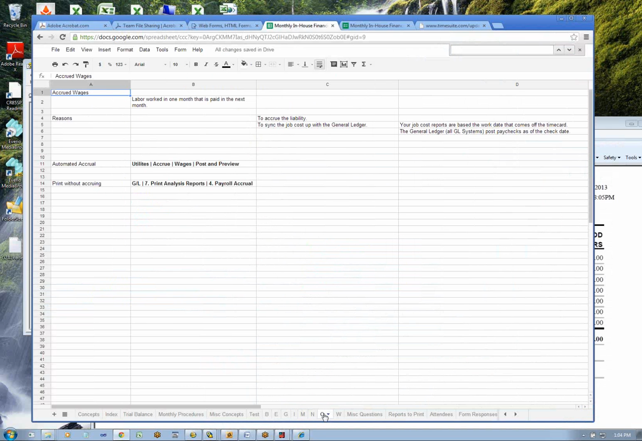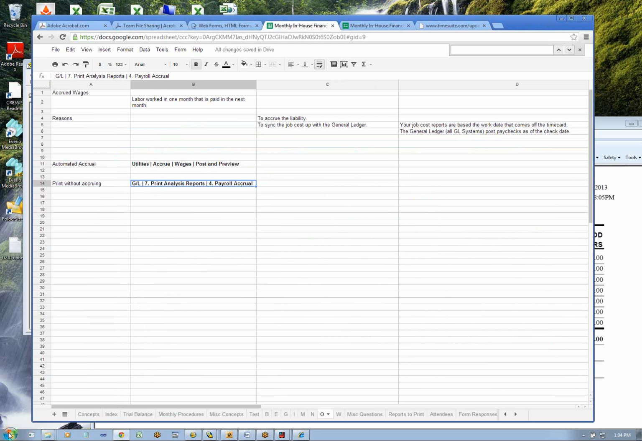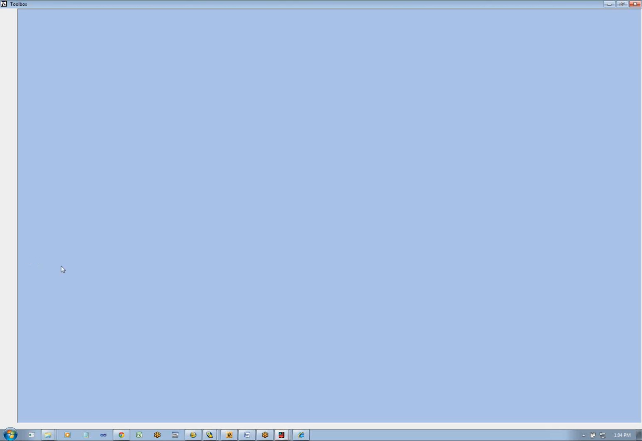Let's look at the accrued wages over here. Our accrued wages on our O item says labor worked in one month is paid in the next month. That's what we're going to accrue on. And the reason is to accrue the liability to sync the job cost up with the general ledger. Okay, that's the biggest reason, although you also take the liability on your books. The automated accrual is under utilities, accrue wages, post and preview. And to print without accruing would be under the GL number 7, print analysis reports, and then number 4, print accrual. So let's go back into the system.